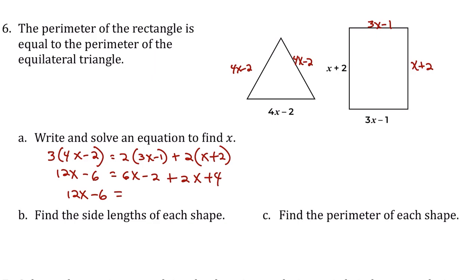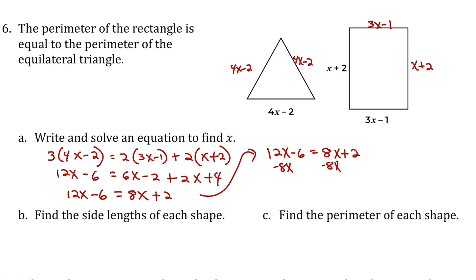Let's combine our like terms. Nothing to do on the left. Everything was already combined. And on the right, we have 8x plus 2. Let's rewrite that equation and solve it from there. 12x minus 6 is equal to 8x plus 2. So I'm just rewriting that equation.